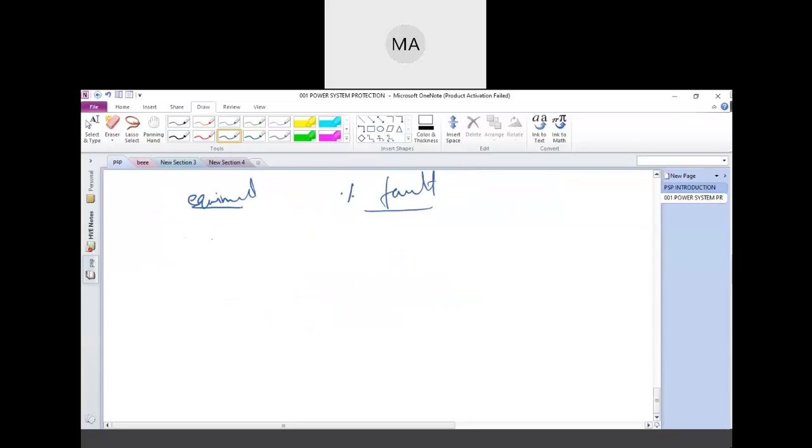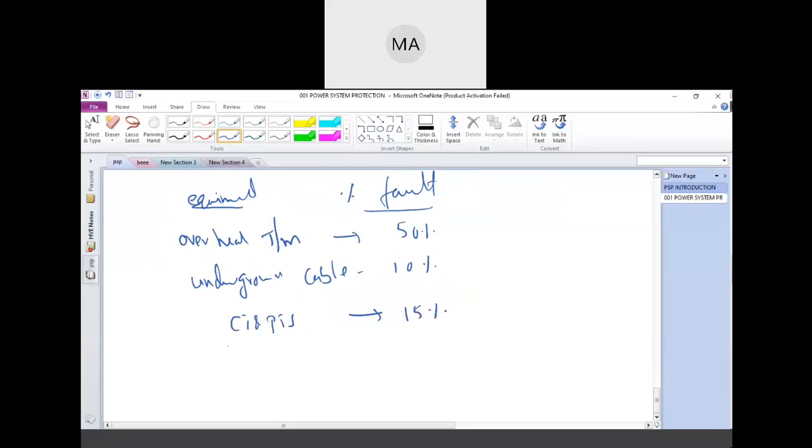If you take the overhead transmission line, there is a 50% chance of faults occurring. In underground cables, there is a 10% chance. For switching of CTs and PTs, there is a 15% chance. For the power transformer, there is a 15% chance. And for miscellaneous, the remaining, there is a 10% chance.